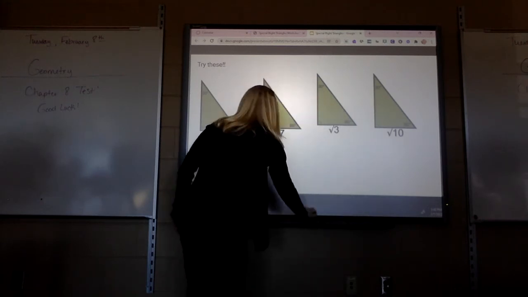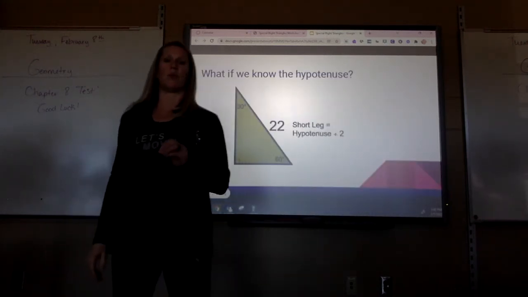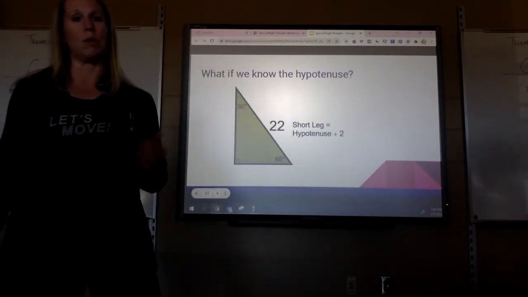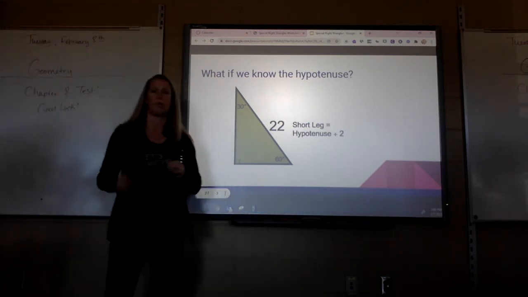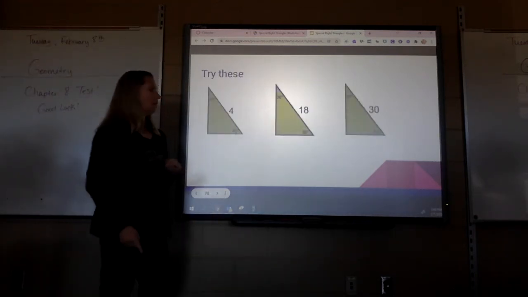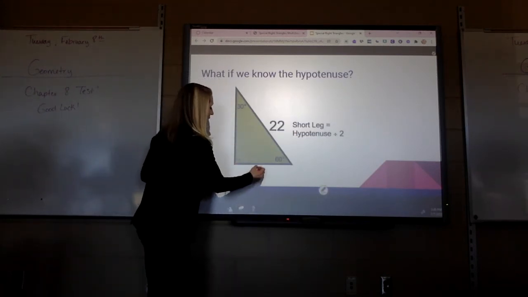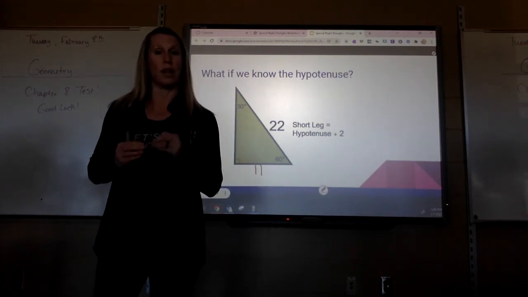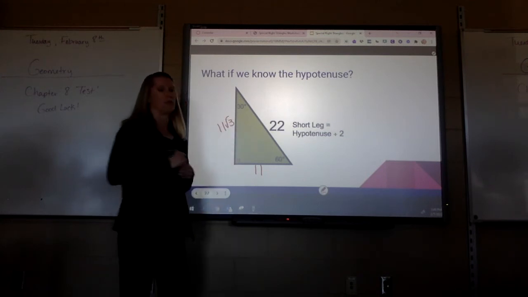What if, though, you know the hypotenuse? Well, to get the hypotenuse, we multiply by 2. So if we go backwards from the hypotenuse, we would have to divide by 2. So what's 22 divided by 2? 22 divided by 2 is just 11. Now that we have the short leg, to get the long leg, do short leg times radical 3, 11 radical 3.